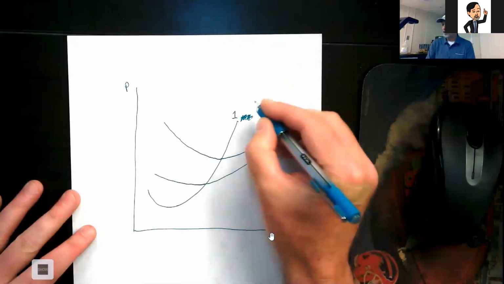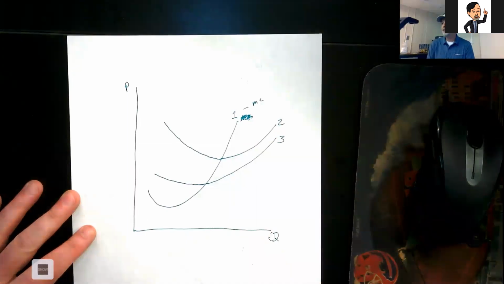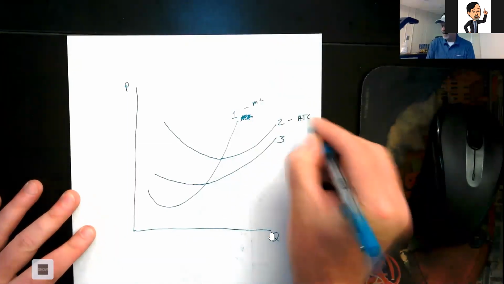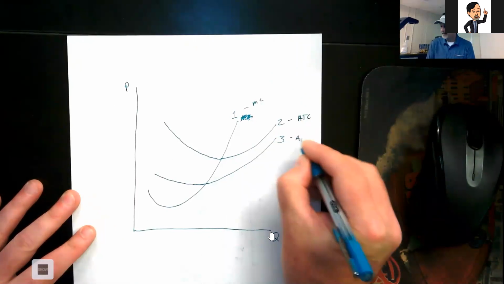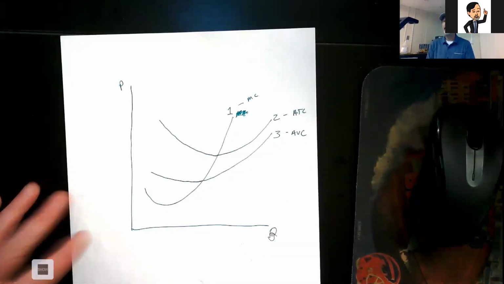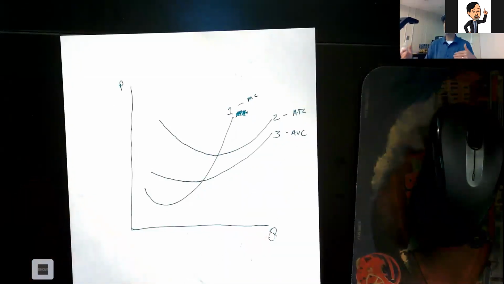Because curve 1 is marginal cost, curve 2 is average total cost, and curve 3 is average variable cost. And fixed costs are the difference between total and variable.